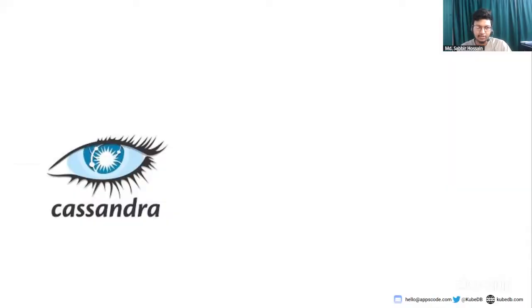Now, what is Cassandra? Cassandra is a highly scalable, distributed NoSQL database designed to handle massive amounts of data across multiple commodity servers with no single point of failure. Cassandra has distributed architecture. Cassandra follows a peer-to-peer distributed architecture where every node is equal, eliminating single point of failure. Data is automatically partitioned across nodes using consistent hashing.